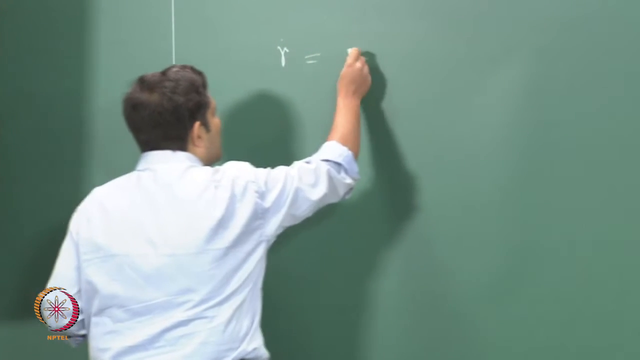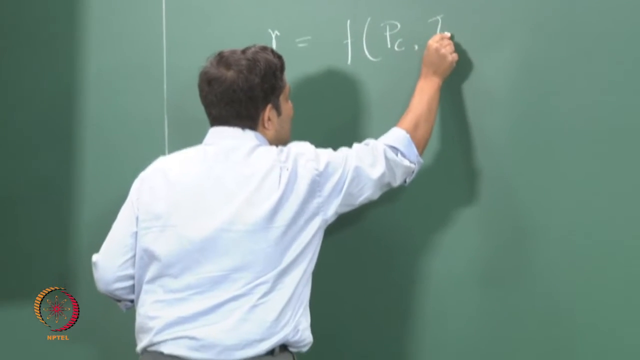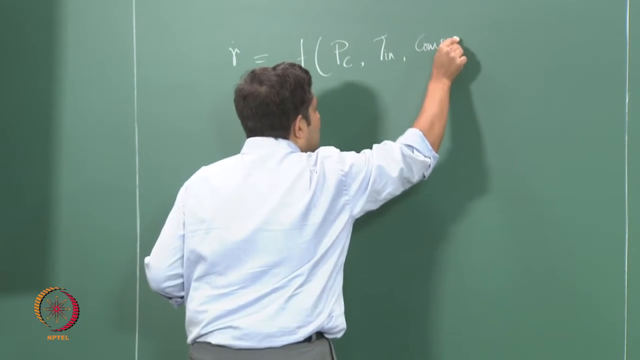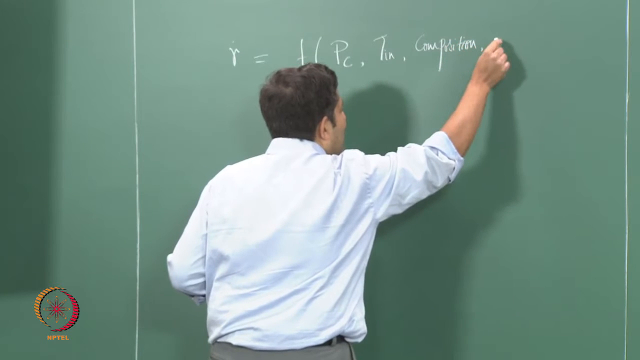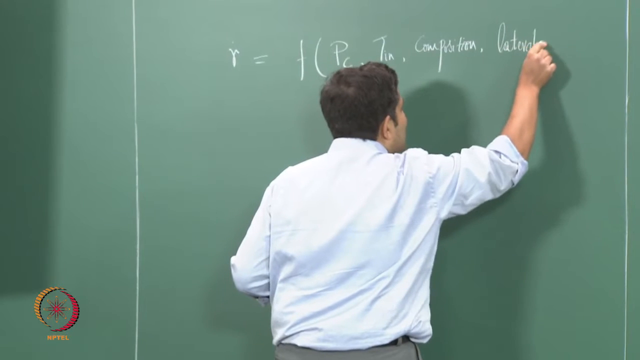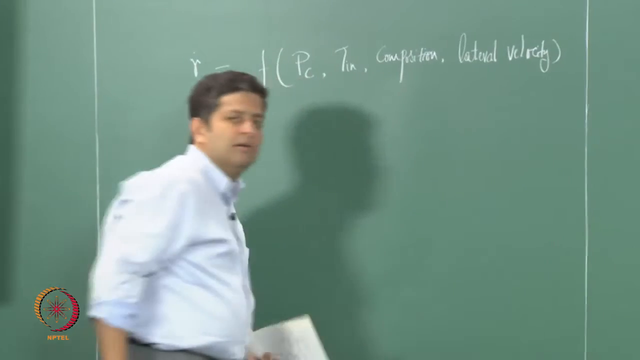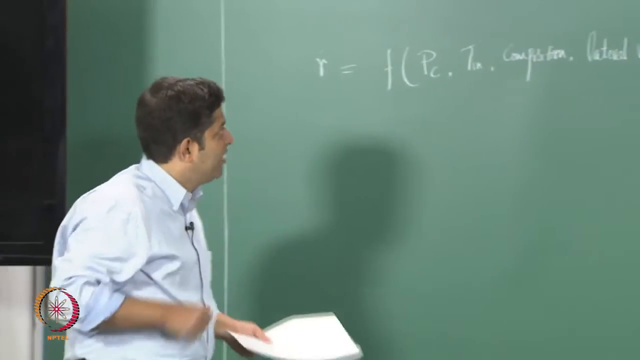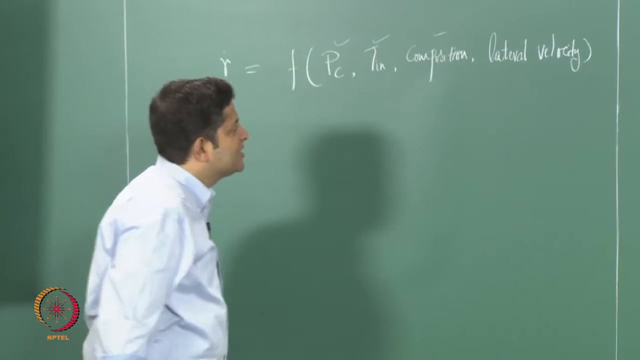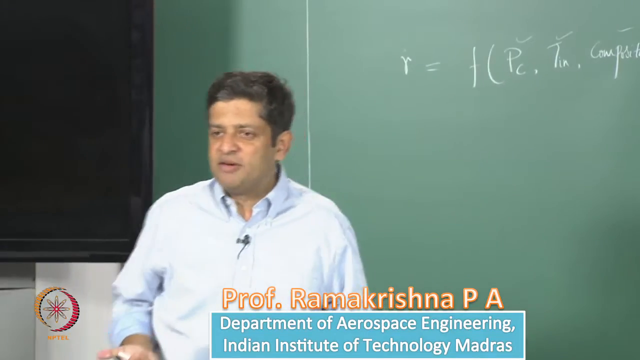burn rate of a solid propellant is a function of chamber pressure, initial temperature, composition, and we had said lateral velocity. These were the four things that it depended on. We have till now seen all these three. In this class, let us look at how the burn rate varies with lateral velocity.